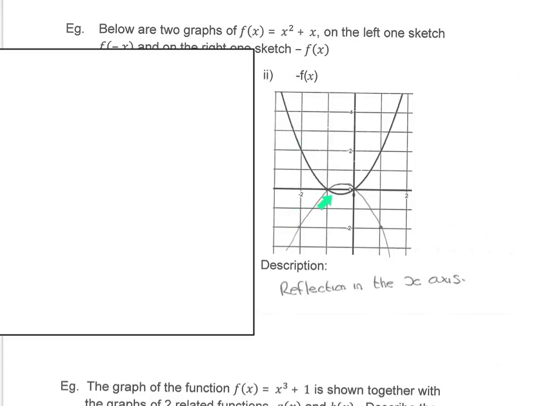The point at minus 1, 0 will stay the same as it's on the mirror line, so any points on the mirror line do not move. Same for this point. Another point we could look at is this one here. 2, 2 will be reflected down to 2, minus 2. So once we've plotted a few points, then we can just draw in the general shape of our curve.